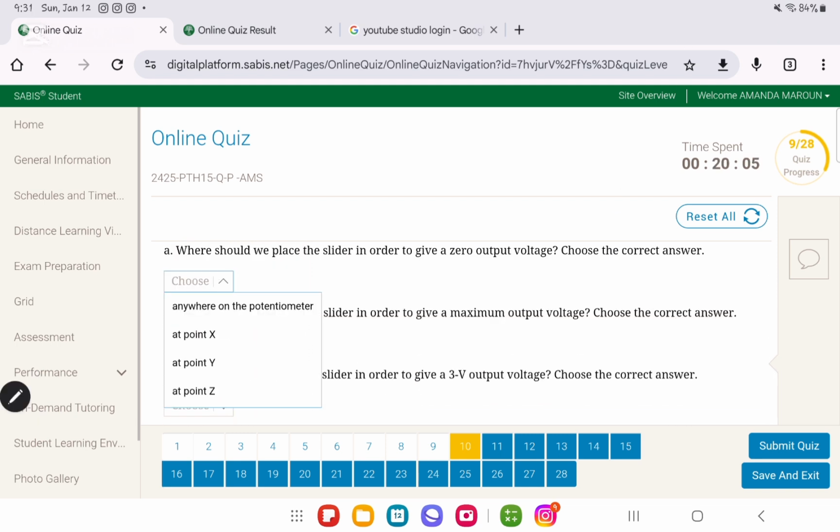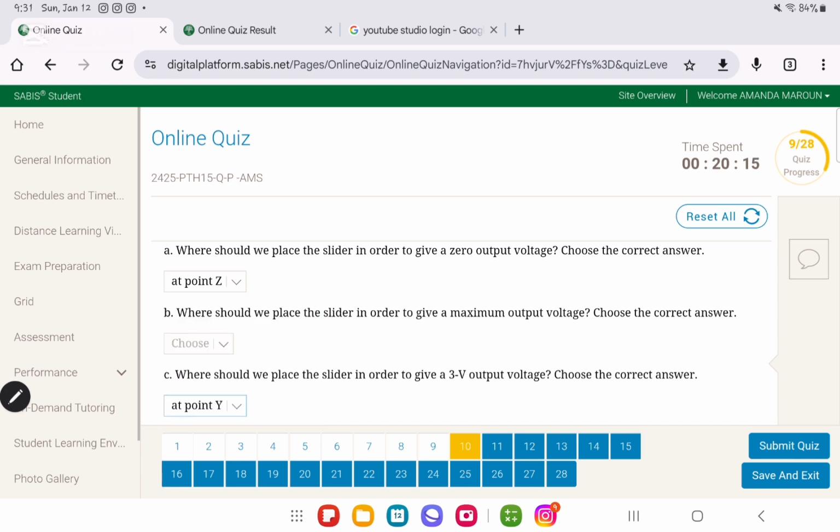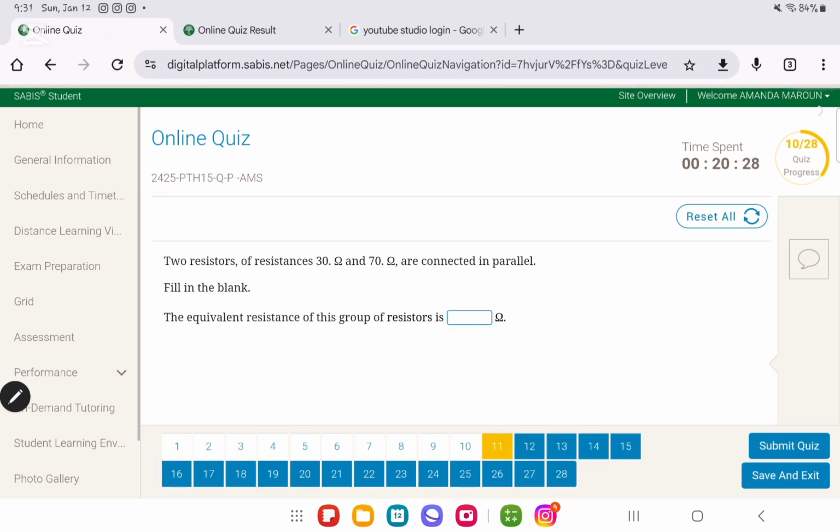So 0 output voltage is Z, okay? If they're asking for 3 volts, then we are going to Y. And if they are asking for maximum output voltage, then we will put X. So the answer in order is Z, X, and Y. Moving on to question number 11.